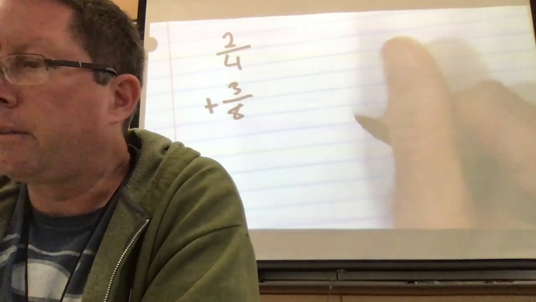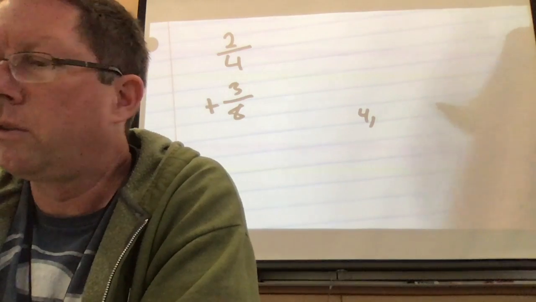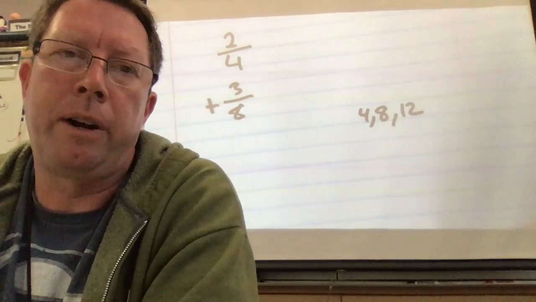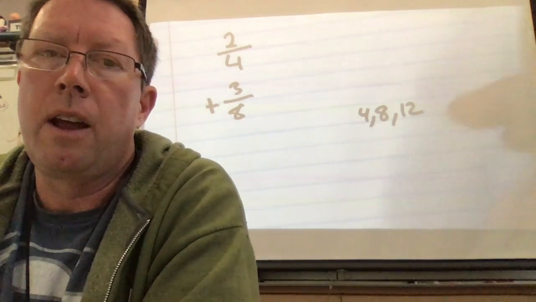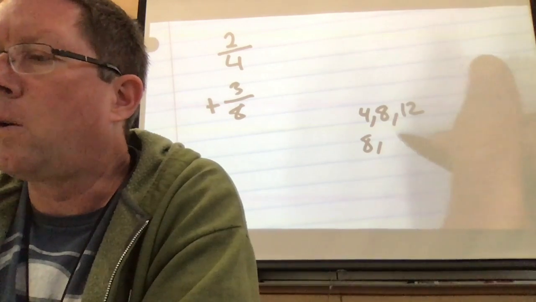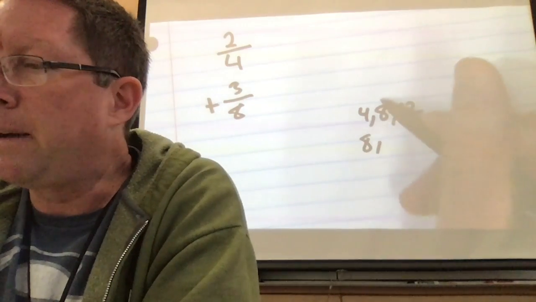I'm going to do it down here. So here's my 4 and write out a couple of the multiples. 4, 8, 12. I'm going to stop there because I know I'm going to have a match pretty soon. And then you do the 8s. 8. Oh, I already have a match. I'm not even going to go any farther. My match is the 8.